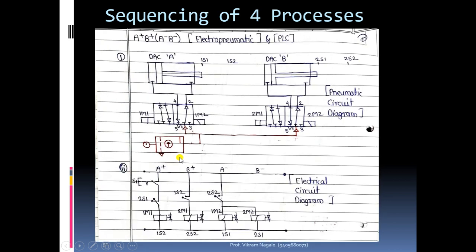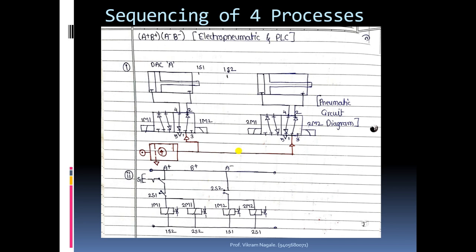Now, similar to what we have implemented in case of A minus B minus together, or AB minus, the same thing we have to do. We have to take a feedback from one of the four processes, and then we have to utilize that by dividing it into two. So here the last process in the cycle is either A minus or B minus. We can use feedback of any one process, because A minus and B minus processes will be carried out at the same time.